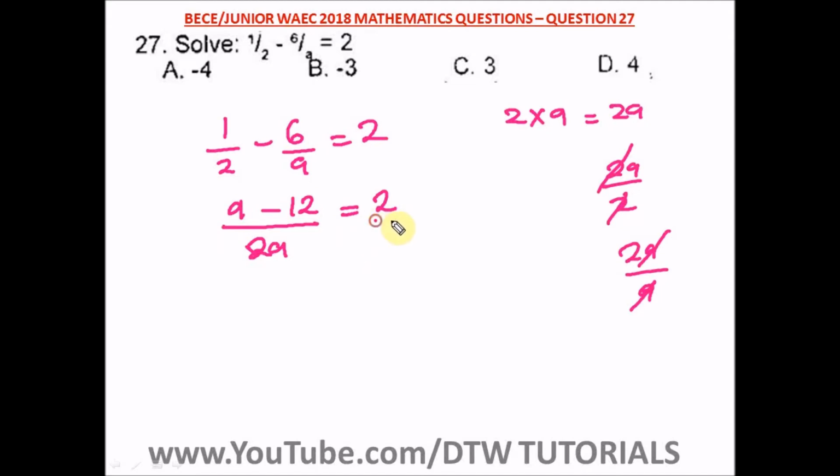Cross multiply. Since this is 2 divided by 1, we'll cross multiply. So we're left with what? 1 multiplied by everything here will still remain the same. So we have a minus 12 equal to 2a times 2 will give us what? 4a. Okay, let's collect like terms. Let's take 4a here and bring 12 minus 12 to this side.